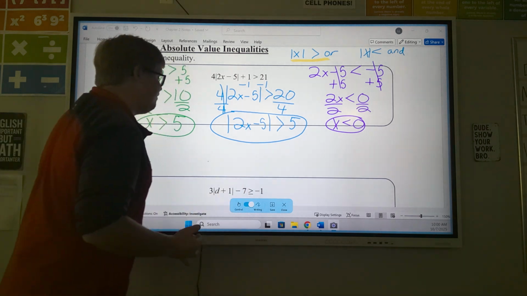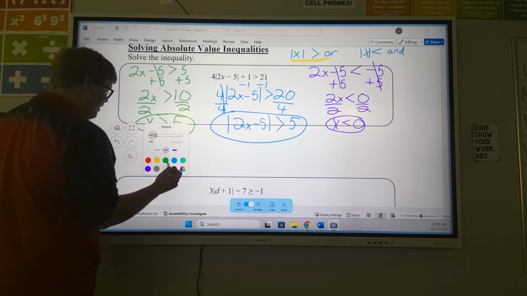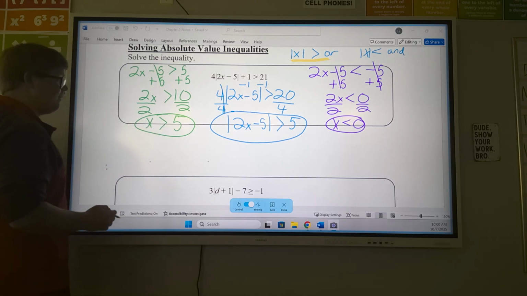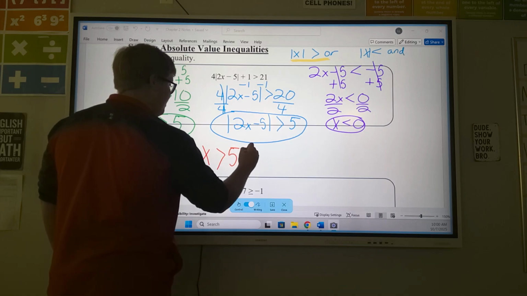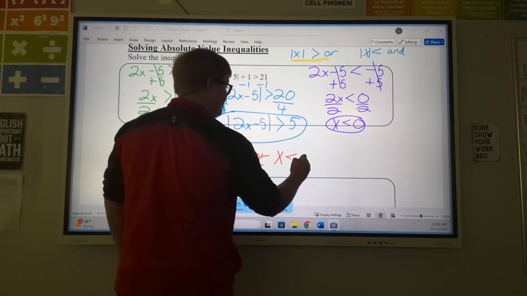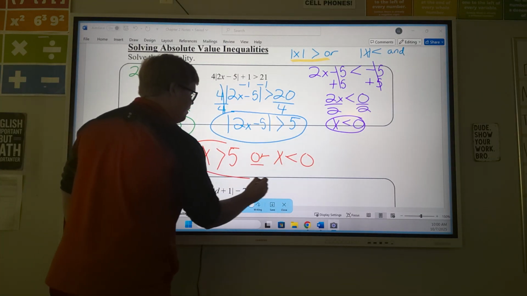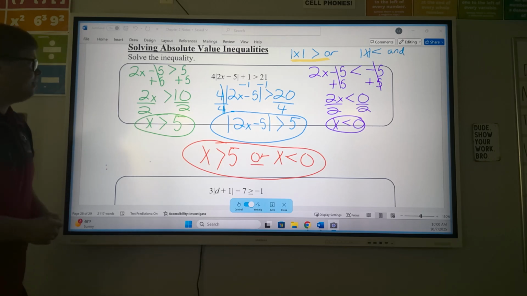So, our final answer, and yes, I'm going to make you write a final answer, I'll put it in red, is x is greater than 5, or x is less than 0. Okay, we're going to move on.